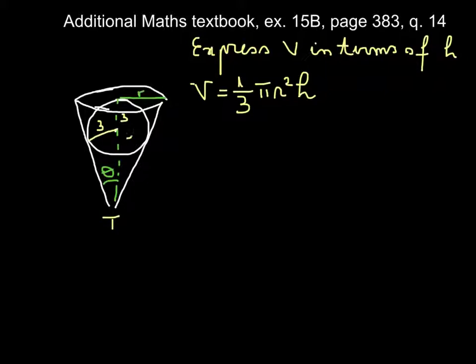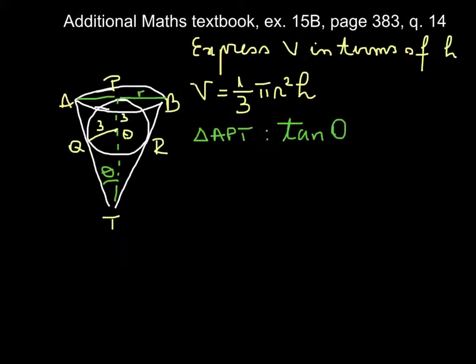Let us put some letters. T, O, P, A, B, Q, R. Now the problem is to express R in terms of H. From the triangle APT, we see that tangent theta equals R over H. Therefore, if we multiply by H, we get R equals H tangent theta.